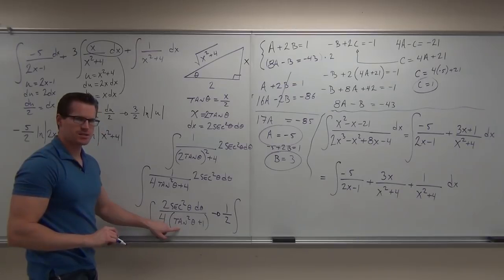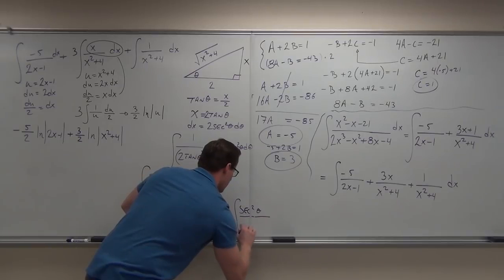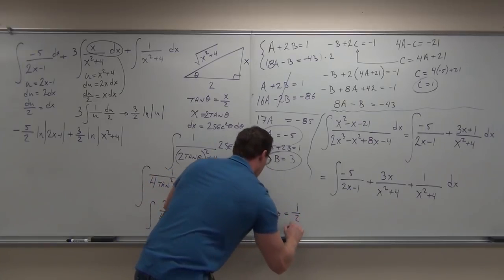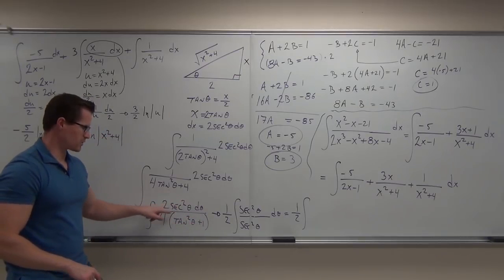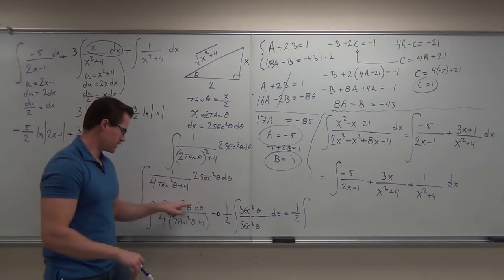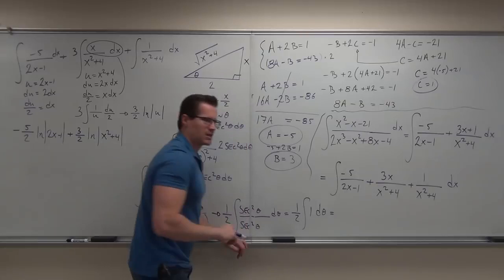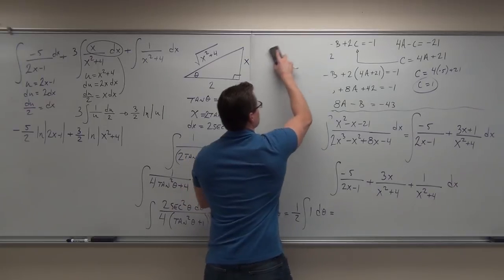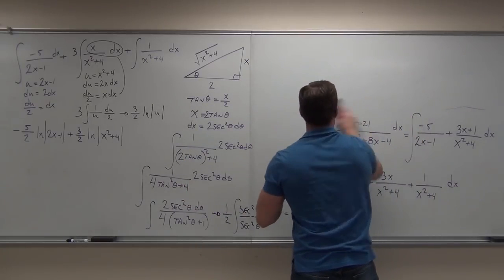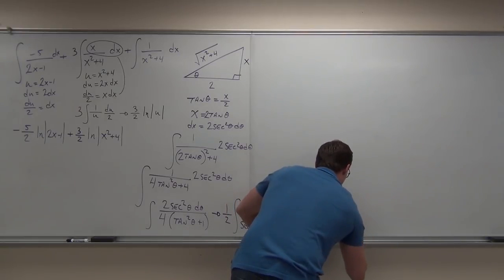Integral. How much is tan squared theta plus 1? Secant squared theta. So we're going to have secant squared theta over secant squared theta d theta. That's equal to 1/2 the integral. Oh my gosh, this is secant squared theta over secant squared theta, so this is 1/2 integral of 1 d theta. Can you integrate 1? You got it: theta. So this is 1/2 theta.